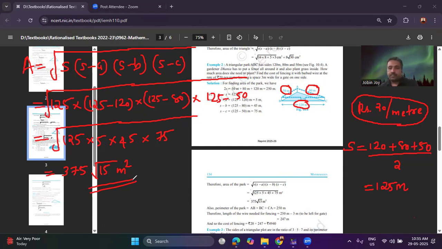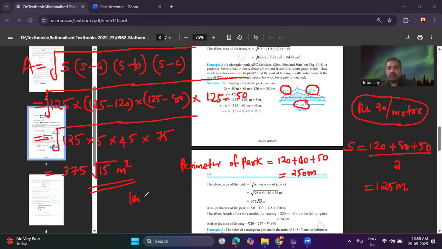Then next, what is the perimeter of the park? The perimeter of the park is A plus B plus C, 120 plus 80 plus 50. So that is equal to 250 meters. This is the perimeter of the park.